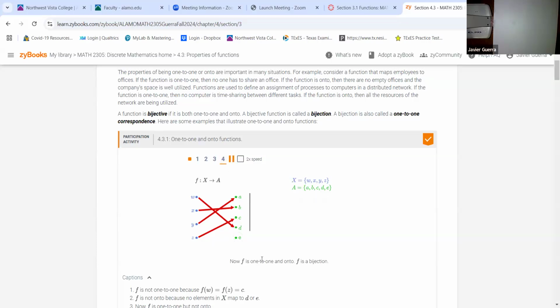If we eliminate the E, then it is both one-to-one and onto. All of my domain values get mapped to a different target value. All of my target values have gotten mapped, so it is both one-to-one and onto, thus meaning it is a bijection.